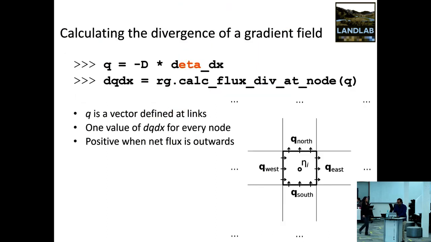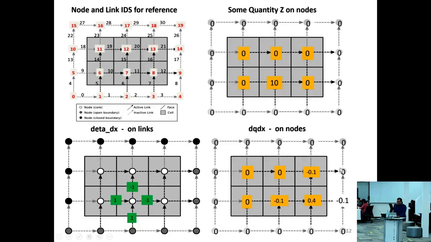And if we do that, we can calculate flux divergence using the calculate flux divergence at node command, or the method. Now the dq dx is defined on the nodes because you're calculating at the nodes. So it knows to find all the links that are attached to each node and calculate the net flux in and out of the node. Let's look at it with an example.